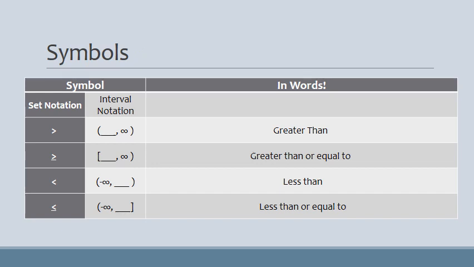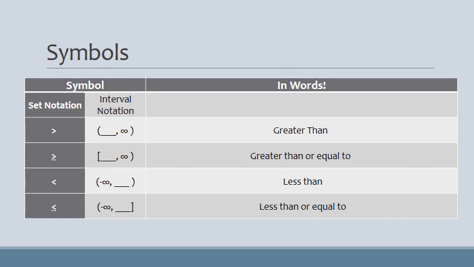So set notation uses the symbols that you're used to. Interval notation is new. We use parentheses, brackets, and the infinity signs. When you use a parenthesis, it means that something is not included, so it's equivalent to greater than. When you use a bracket, it means greater than or equal to. You always go from the smallest to the largest, so your infinity would be the last number.